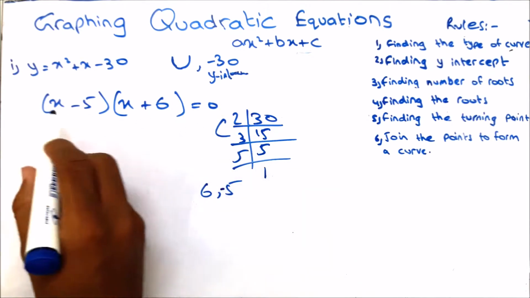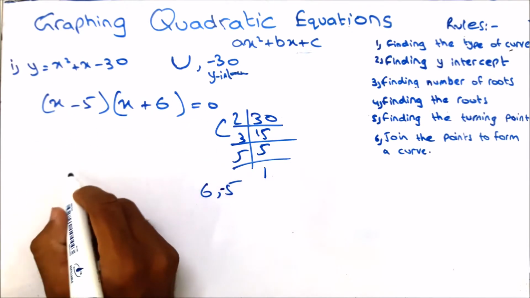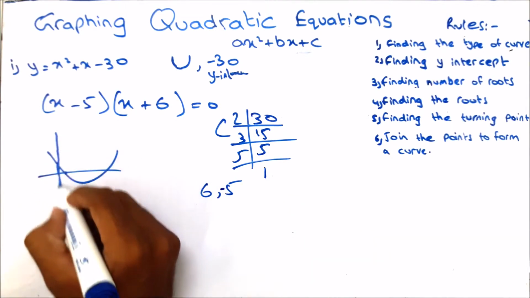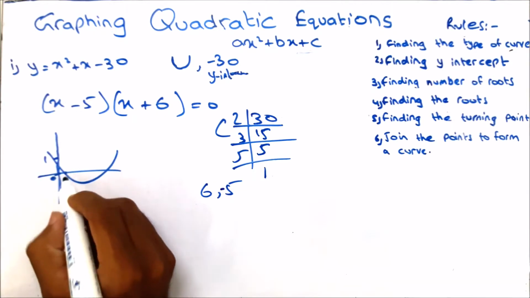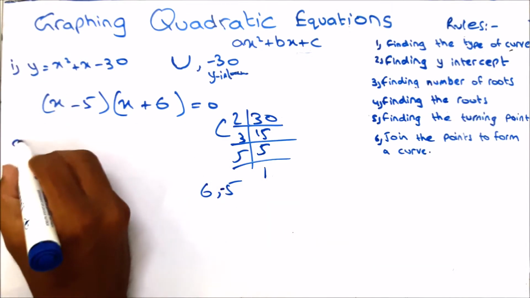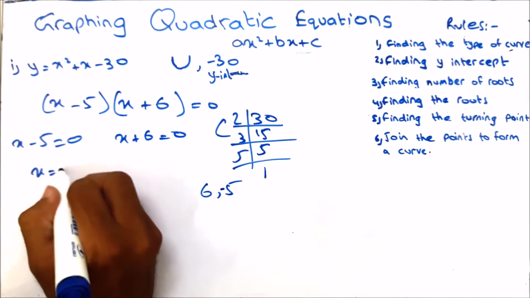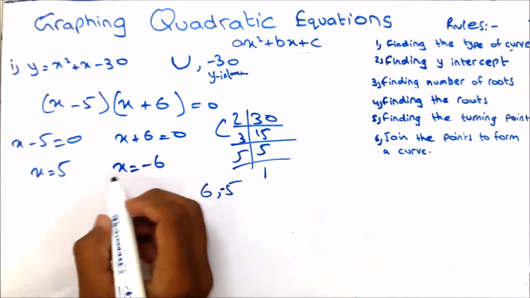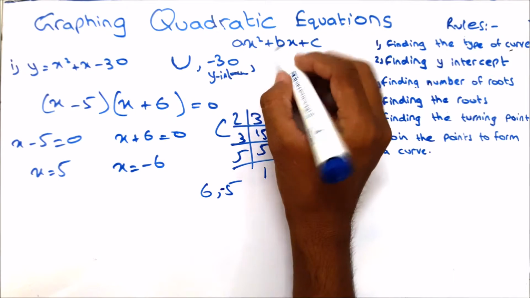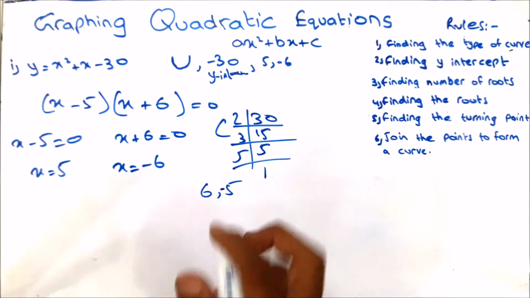To find our roots we need to keep it equal to 0, because when the graph intersects the x-axis, y is equal to 0. On this line it's 1 and this point is 0, so we keep y equal to 0. So when it's equal to 0 we keep x minus 5 equal to 0 and x plus 6 equal to 0, and what we get is x equal to 5 and x equal to minus 6. These are our 2 roots. We have y-intercept minus 30, and the 2 roots are 5 and minus 6. Now we know our roots.